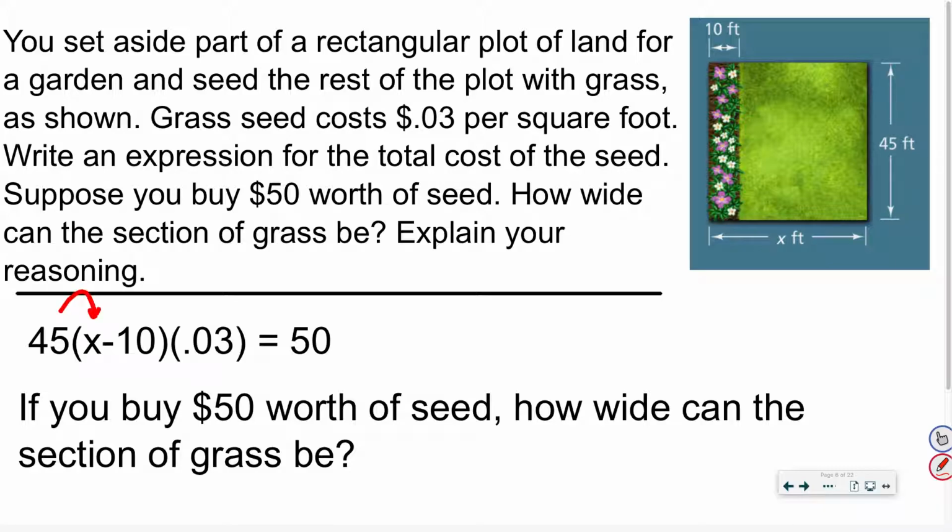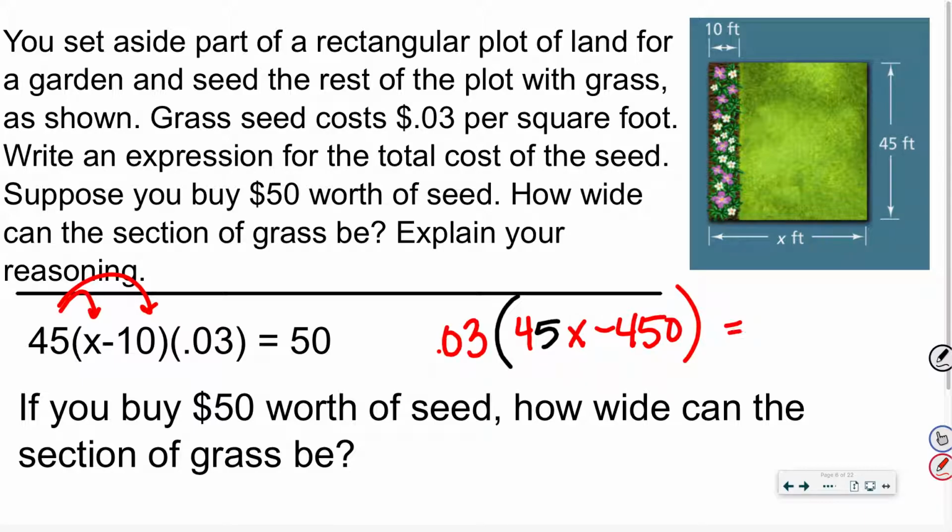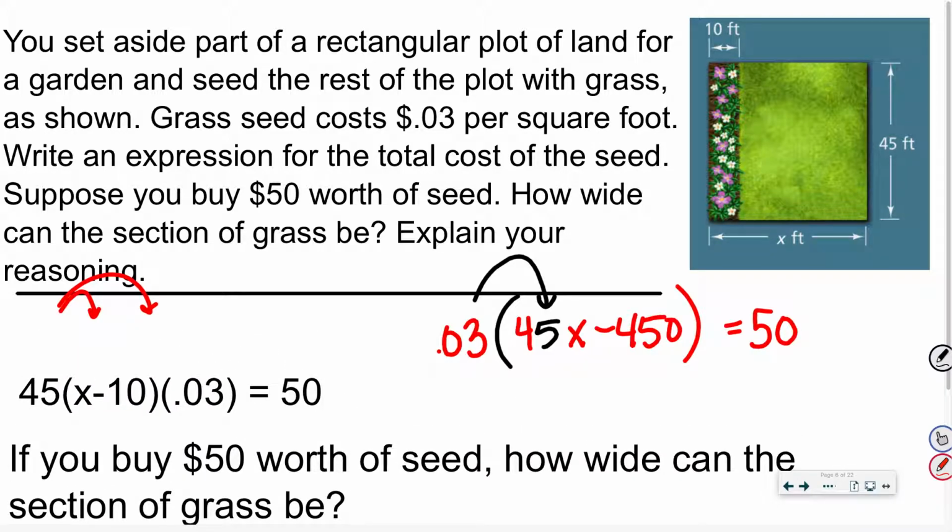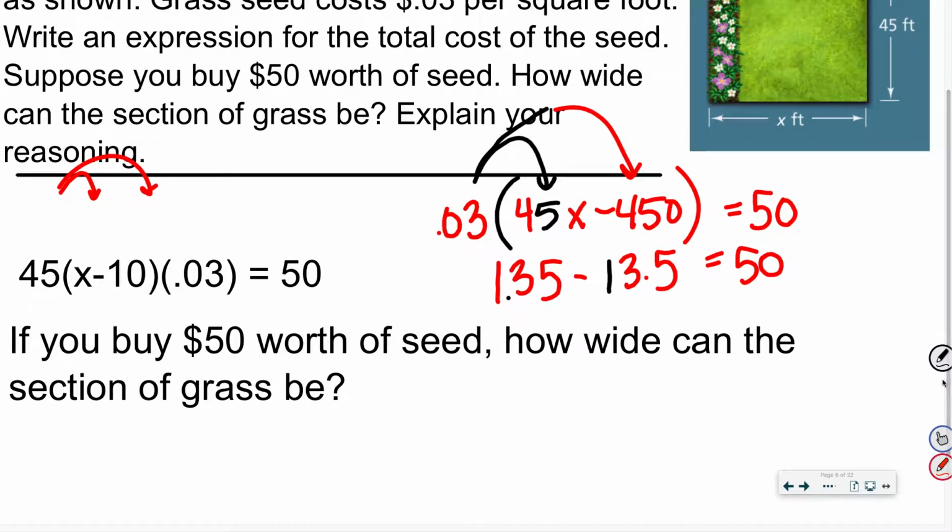You just told me I would distribute, so I'm going to jump a little bit ahead for you and do that. But I still need to multiply this by 3 cents. And what am I going to do there? I can distribute again. I could do 3 cents here, and I think it's 1.35 and minus 13.5. I think it's something like that. Equals 50. Okay, we kept going in the other class. Yes, there is an x right there.